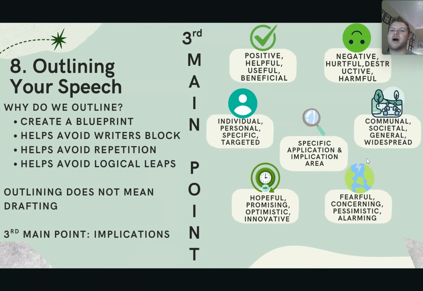Like if I'm going to talk about the economy in my first point, politics in my second point, and the military in my third point, I will apply my topic and then implicate my topic in each of those. But if you're focusing just on implications for your third point, sometimes you're going to focus in on the positive, the helpful, the useful, or the beneficial. What good stuff is happening now? Others, you'll focus on the negative, the hurtful, the destructive, or the harmful stuff that is happening now.